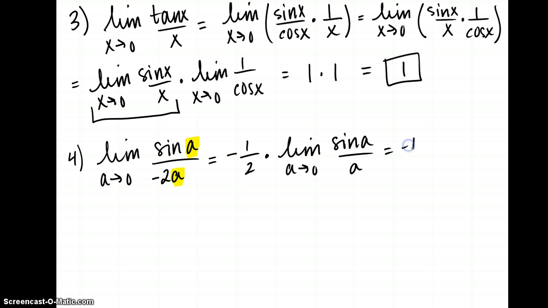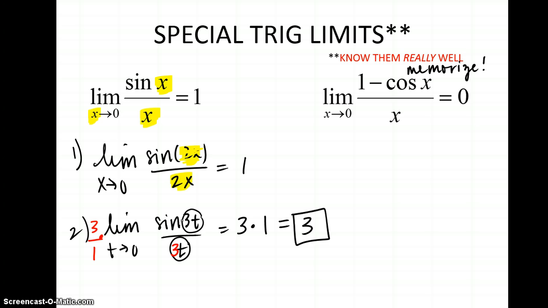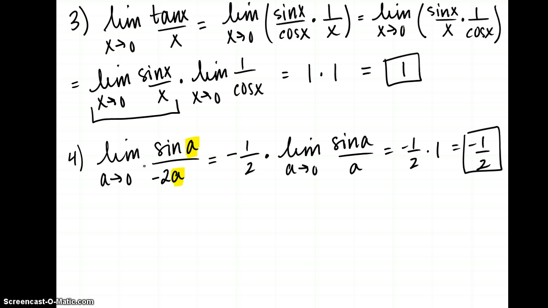So what's my answer? Negative 1/2 from the front. The value of the limit is positive 1. So negative half. It's not the same as what we did in example 2 because the 3 started as part of the trig expression. Okay, we can't introduce numbers into the trig expression. We can only introduce them out front or in the denominator.